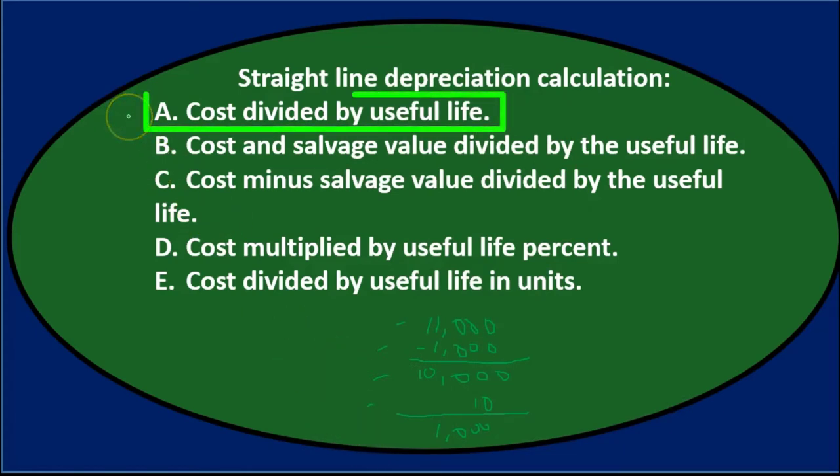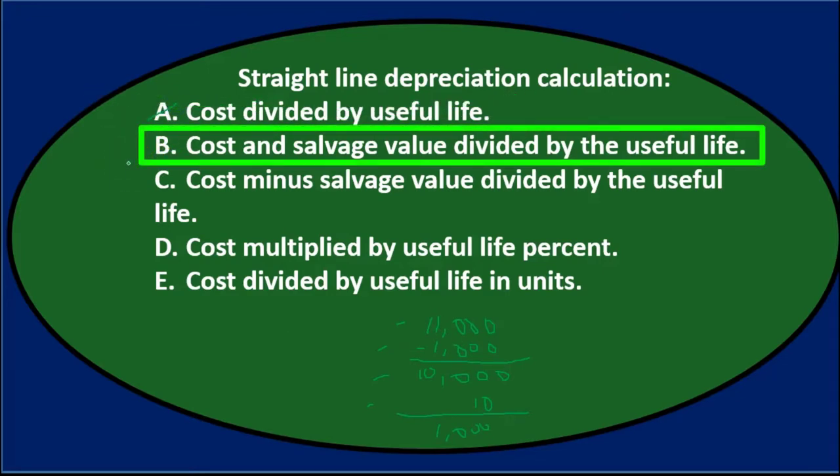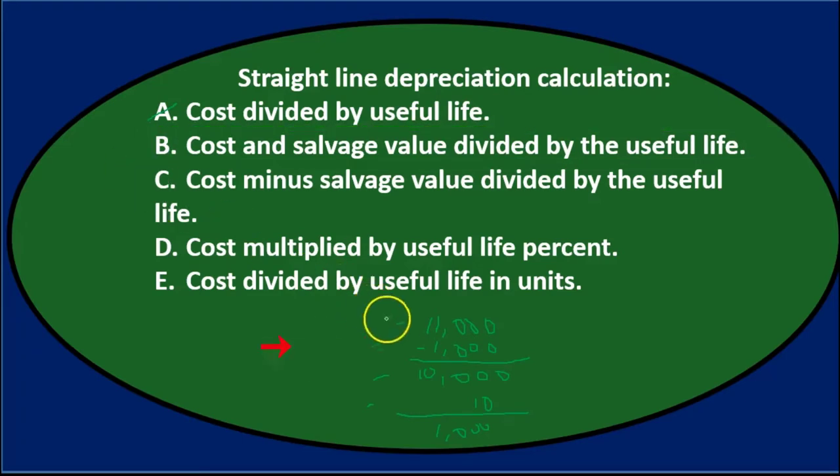So then A says cost divided by the useful life. Now that's close, and you might think that's the answer, but we don't forget the salvage value. So we have to take into account the salvage. So it's not B, cost and salvage value divided by useful life. Now that would imply addition, and we're not adding, we're subtracting. So it's not adding salvage. C says cost minus salvage value divided by useful life. That seems good. That seems right.